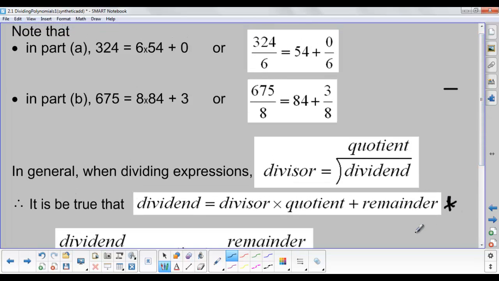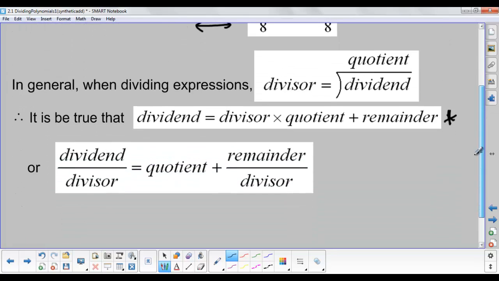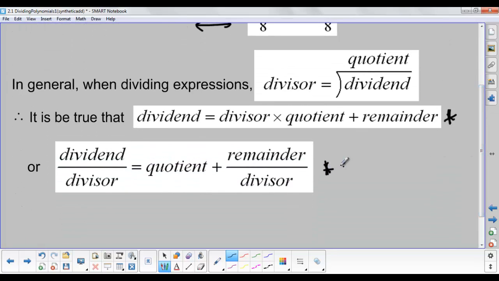Another way to rewrite it is in something called quotient form. So if you take a look at, again, these examples up top, 675 divided by 8 can be rewritten as 84 plus 3/8 because there was 3 left over as our remainder. So this form right here is called quotient form. A lot of the times in the examples, I will ask you to rewrite your answer in quotient form. So dividend over divisor equals your quotient plus your remainder over the divisor.